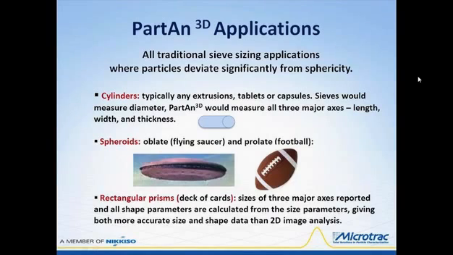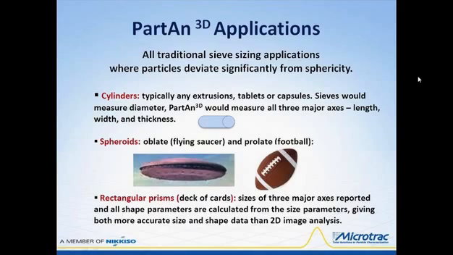The second category is spheroids, which can be looked at as systematically misshapen spheres. Just as a sphere is a rotated circle, spheroids are rotated ellipses. An oblate spheroid, flying saucer-shaped, is an ellipse rotated about its minor axis. Prolate spheroids, football-shaped, are ellipses rotated about their major axis.